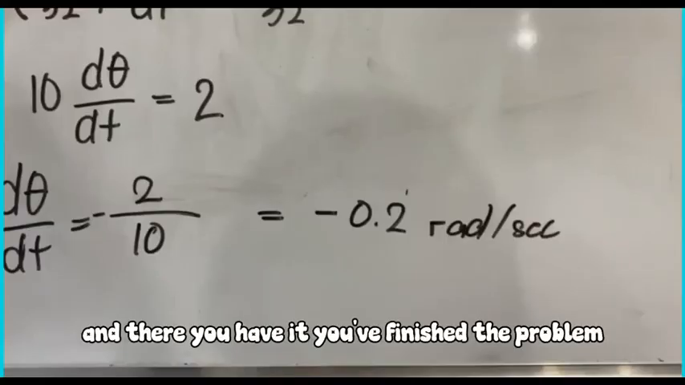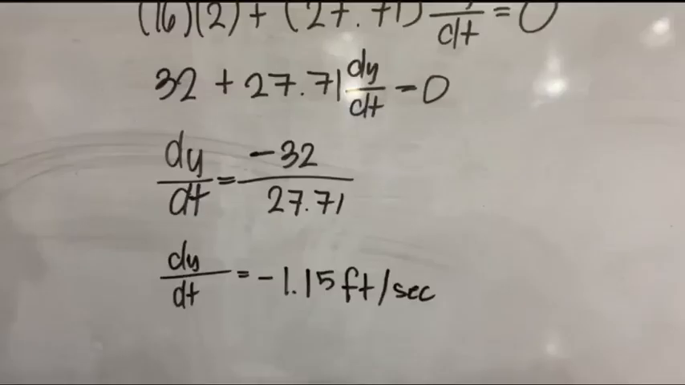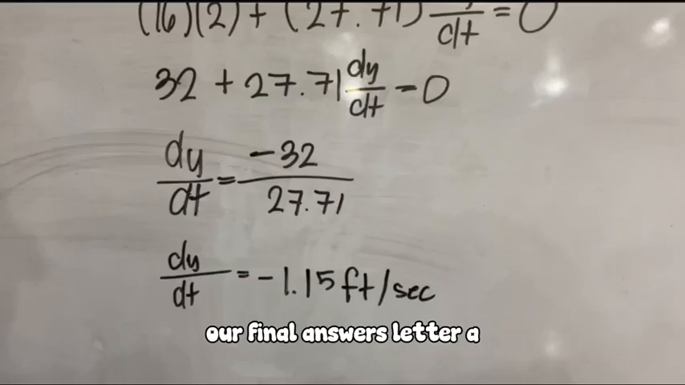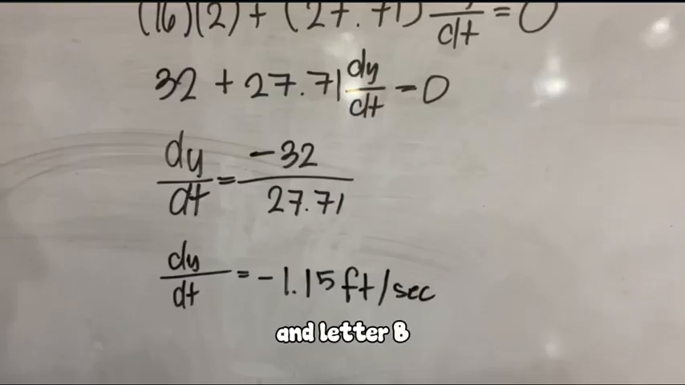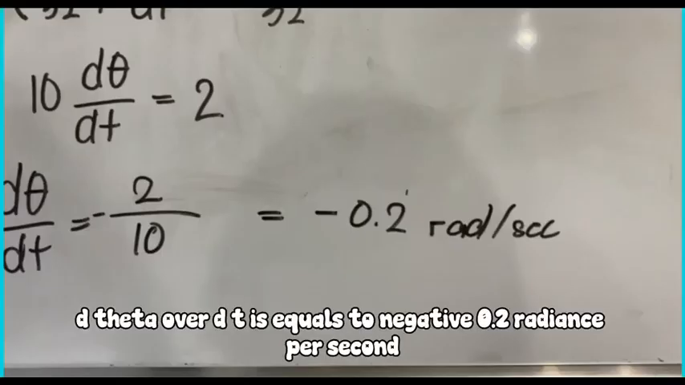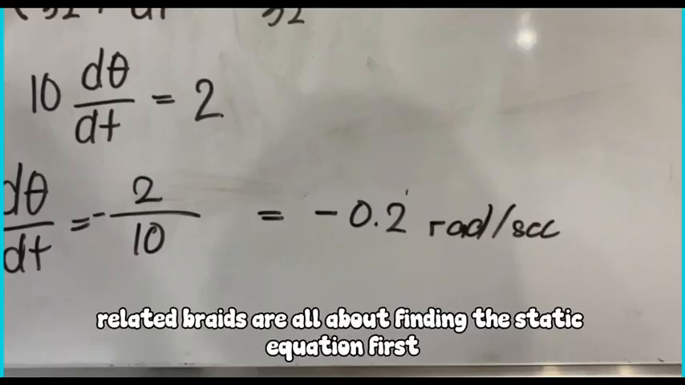And there you have it. You've finished the problem. Our final answers: letter A, dy over dt equals negative 1.15 feet per second, and letter B, d theta over dt is equal to negative 0.2 radians per second. Related rates are all about finding the static equation first, then differentiating to see how the movement of one part affects the rest. Thank you for watching!